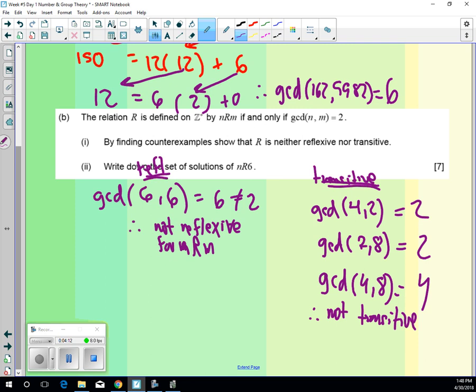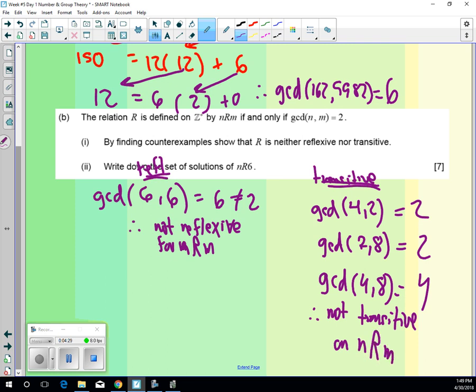By the way, that's on the beginning of proving what? I think it was group, wasn't it? Yeah. So not transitive on nRm.